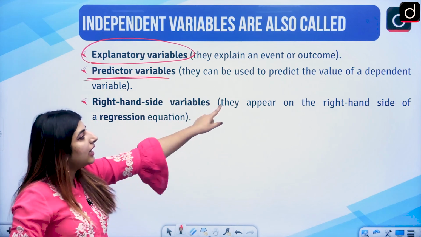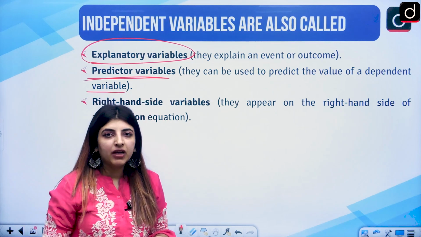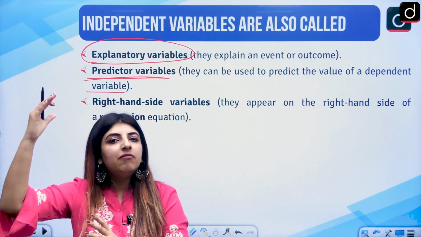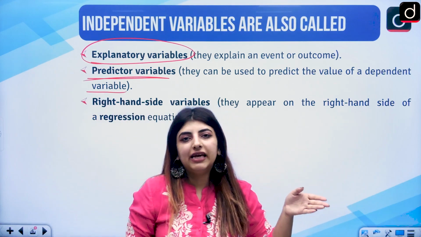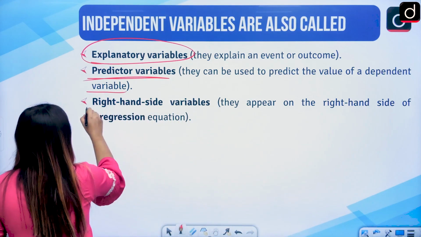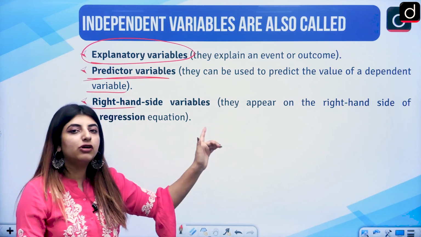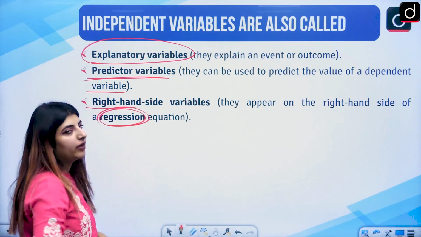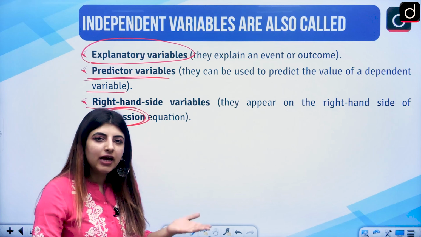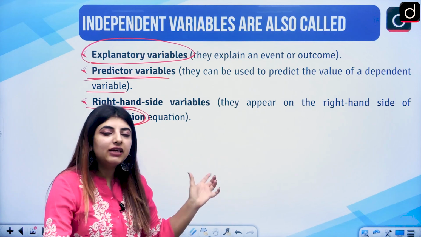Predictor, because they predict the value of a dependent variable. The more changes I make in the independent variable, the visible effect I will see in the dependent variable. And they are known as the right hand side variables because they appear on the right hand side of a regression equation. Now, when you do statistics, these equations, when we are measuring these very things, these variables appear on the right side.